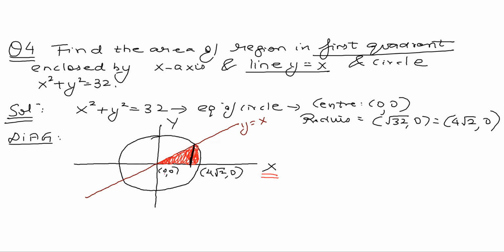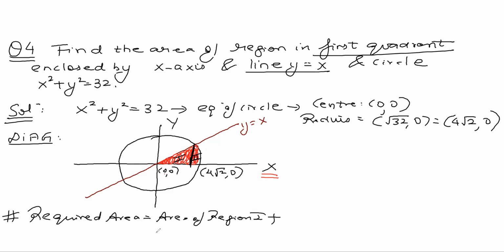Okay, so this is my region 1 and this is my region 2. You can clearly see on the screen I have drawn a perpendicular and the whole area. So I can say my required area is equal to area of region 1 plus the area of region 2. You can clearly see in Roman numerals I have marked region 1 and region 2 on the screen.